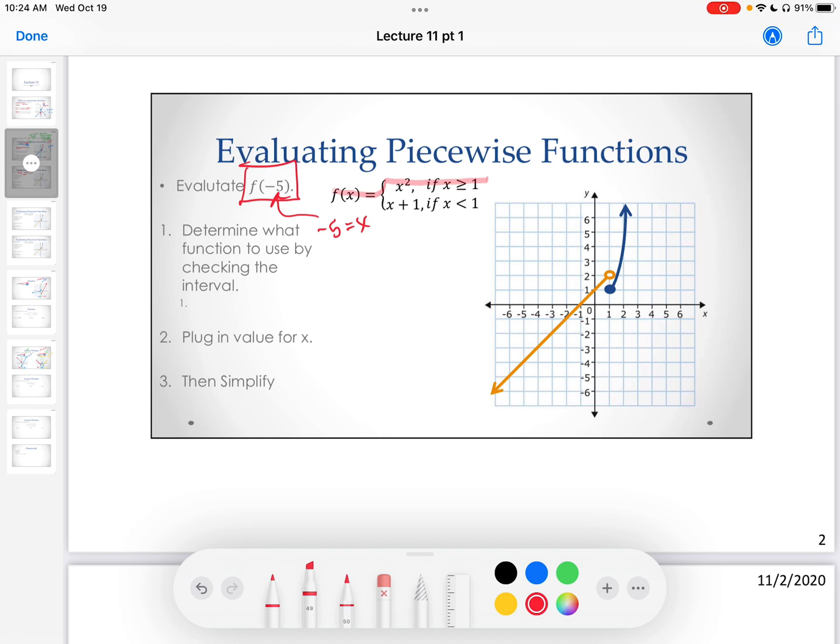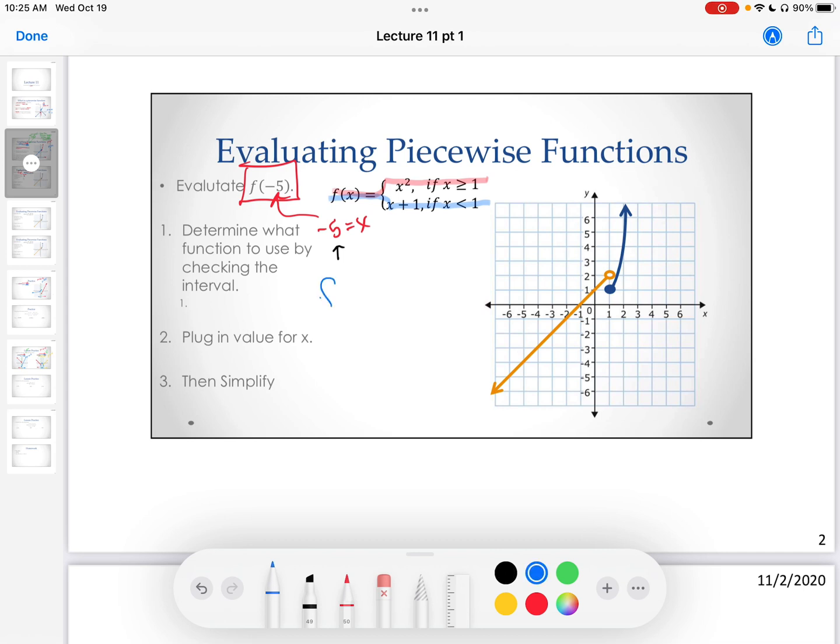So let's check that there. If x is greater than 1, I'm trying to stop this beeping. Okay. So is -5 greater than 1? No. So I'm not going to use my red function. What about my blue function? f of x equals x plus 1 if x is less than 1. Okay, so is our x value up here less than 1? Absolutely. So we need to use the blue function for this here.